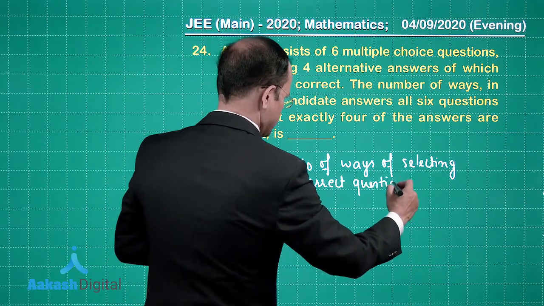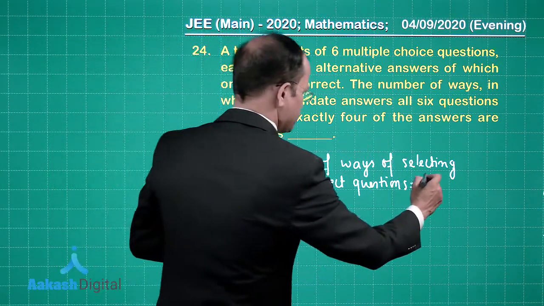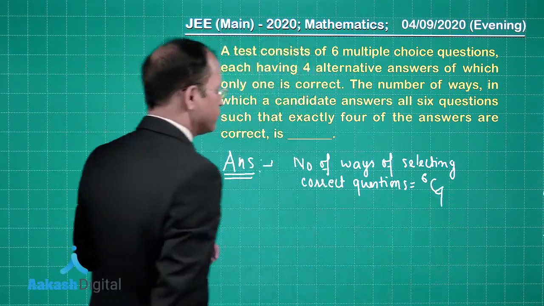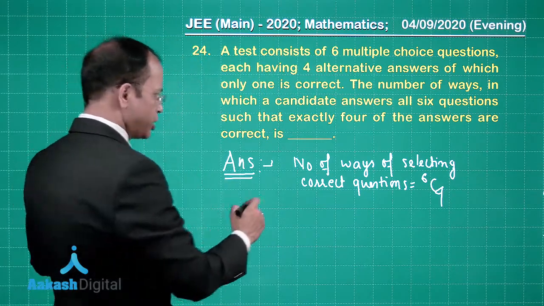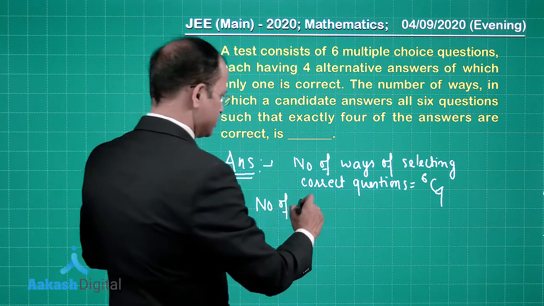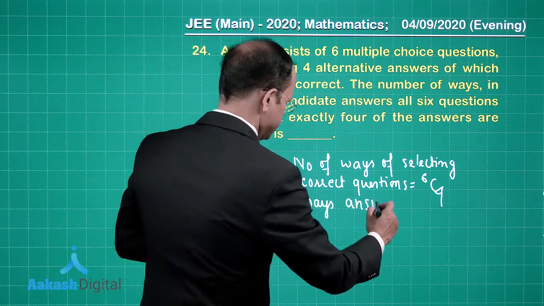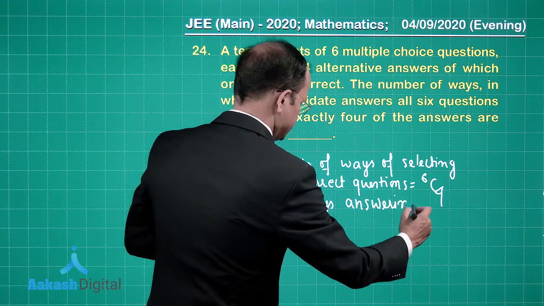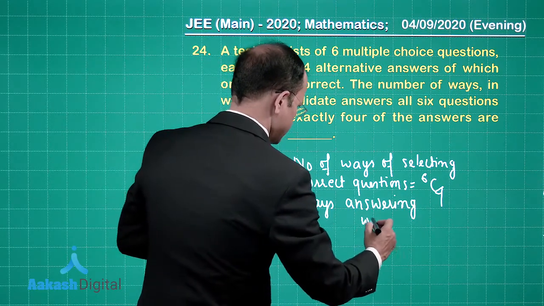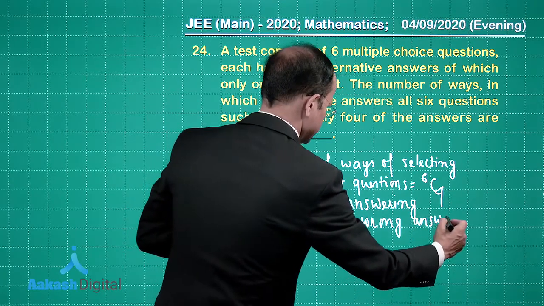We have the correct questions, right? And this is coming out to be how much? We have 64, right? This is what we have. Now we also have to check the number of ways of answering the wrong answers, right?